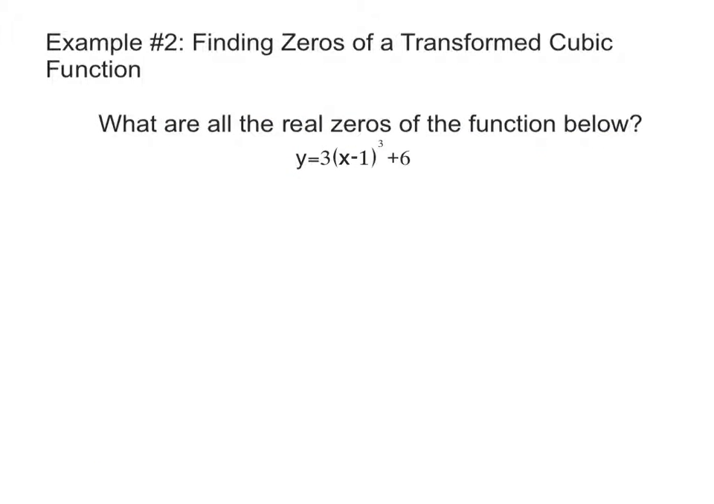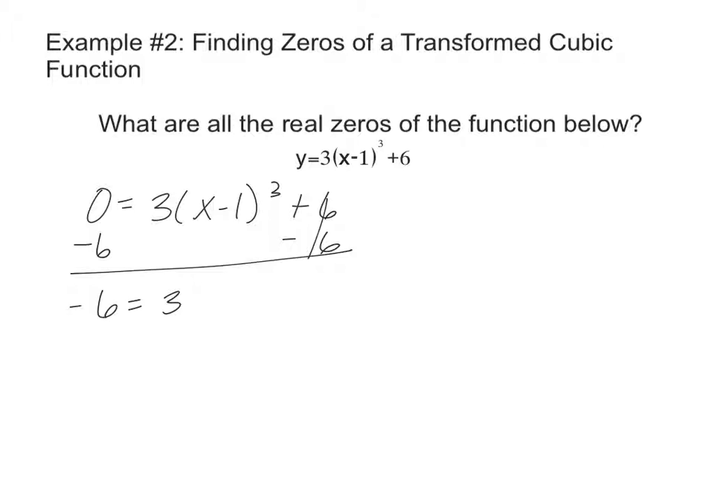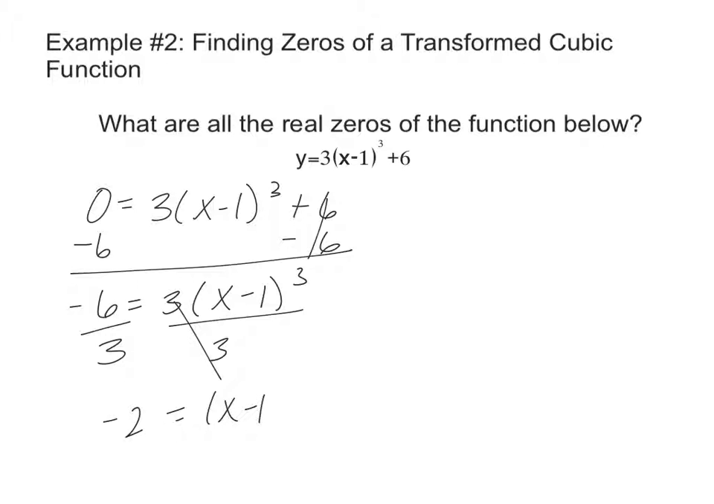Alright, in example 2 it says, what are all the real zeros of the function below? Alright, so to be able to figure out what the real zeros are here, all we're actually going to do is set this equation equal to 0 and solve for x. Okay, so instead of it being a y, we're going to say 0 equals 3 in parentheses x minus 1 cubed plus 6. Alright, so just solve for x. So we need to get x by itself by subtracting 6. We get negative 6 equals 3 in parentheses x minus 1 cubed. Divide by 3. That gives us negative 2 equal to x minus 1 cubed.